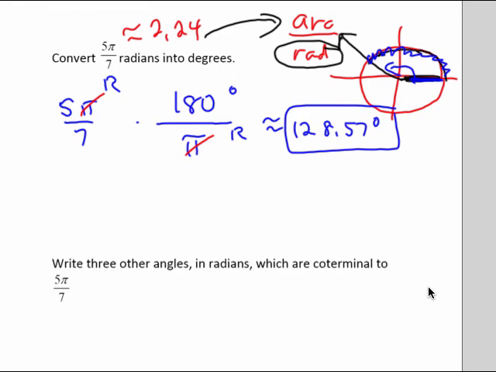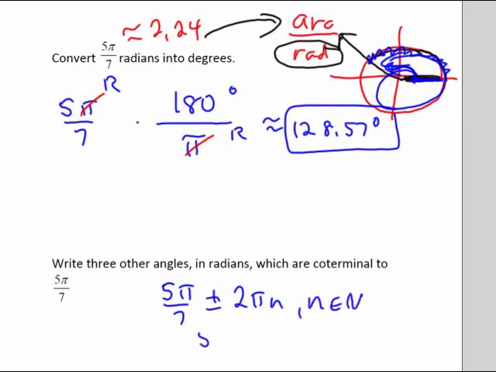Now, just as with angles in degrees, we can talk about coterminal angles with radians. So if I have my 5 pi over 7 and I want to get coterminal angles, all I need to do is add or subtract 1 revolution. But keep in mind now that 1 revolution isn't adding or subtracting 360. It would be adding or subtracting 2 pi. 2 pi once, 2 pi twice, etc., etc., where n is a natural number. Or equivalently, where n is an integer.